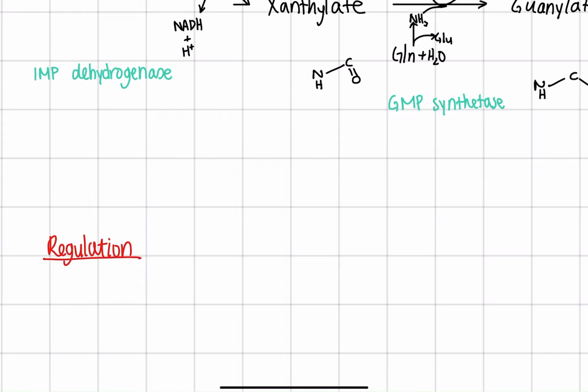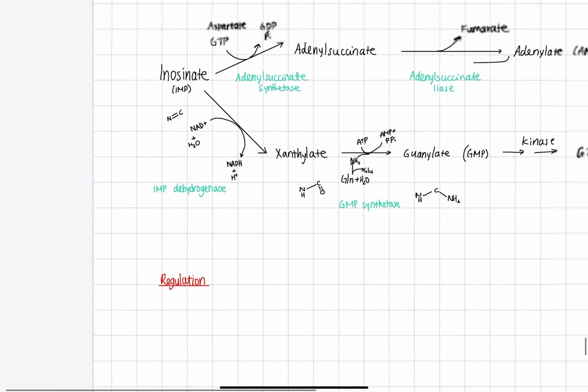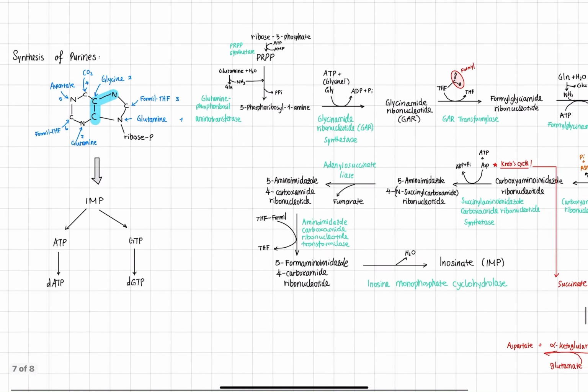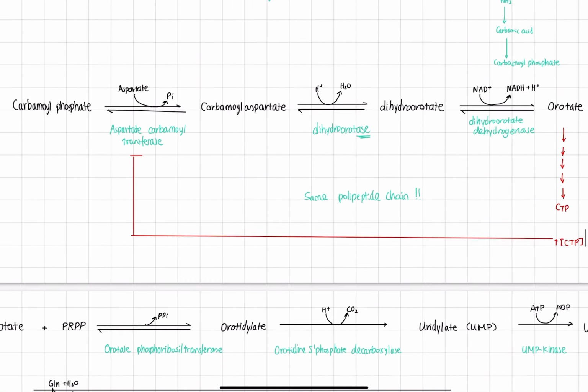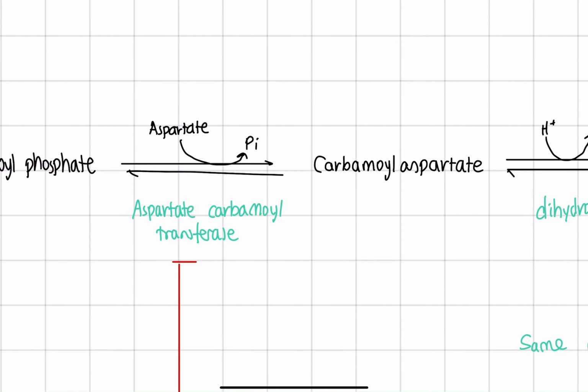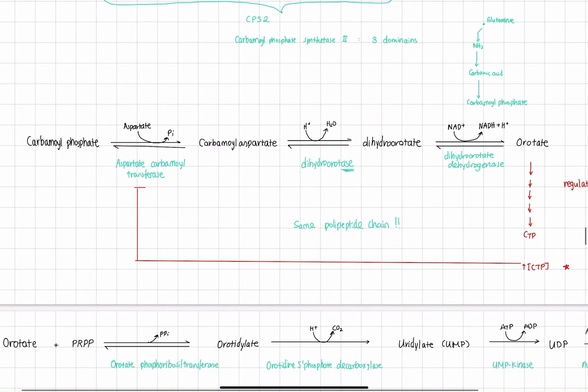And now, most importantly, regulations. Which professor doesn't like to ask you questions on regulations, huh? Remember, in pyrimidine, you form CTP, which inhibits the previous enzyme, which is called aspartate carbamoyltransferase. Right? That's really simple.